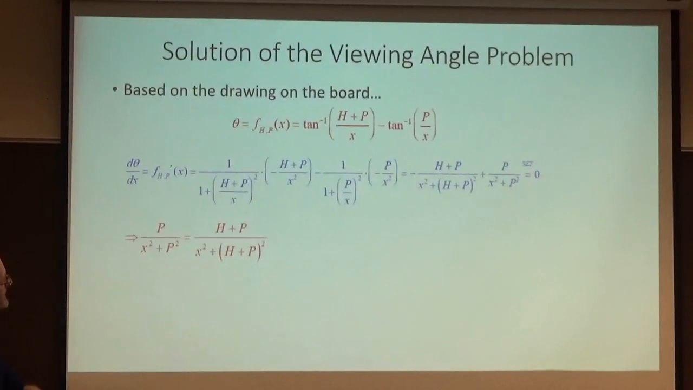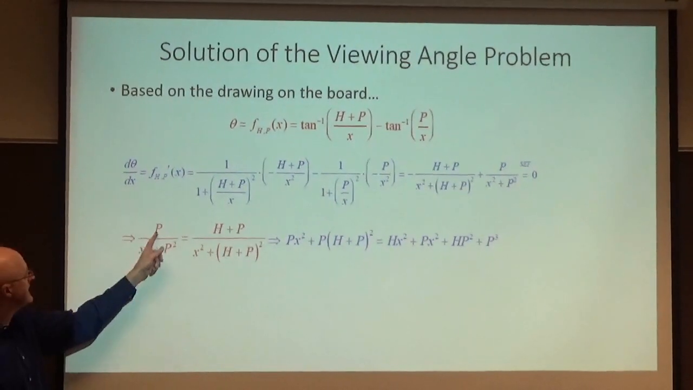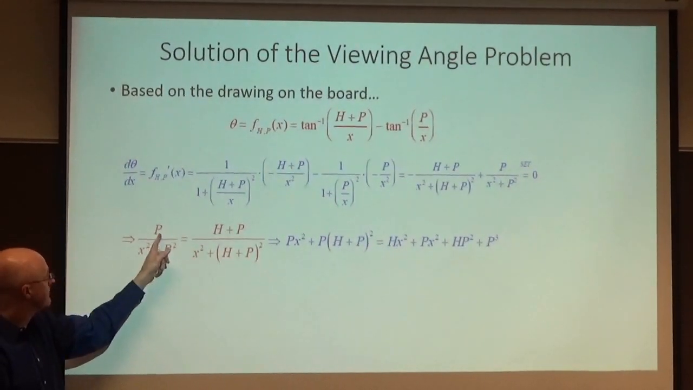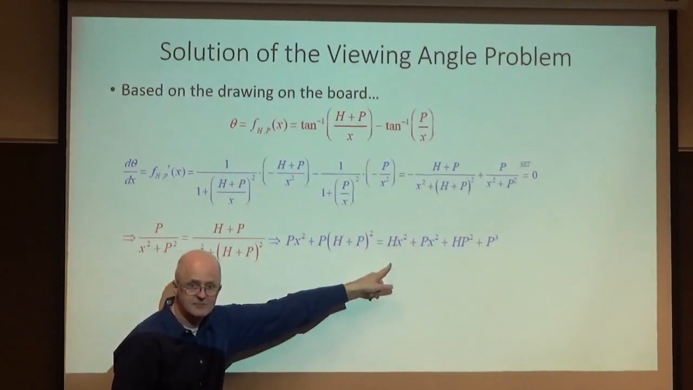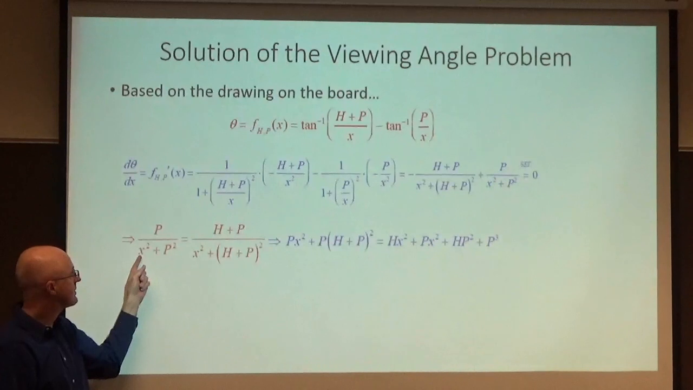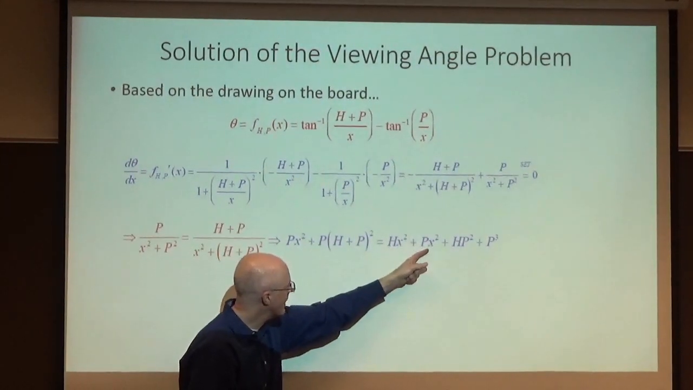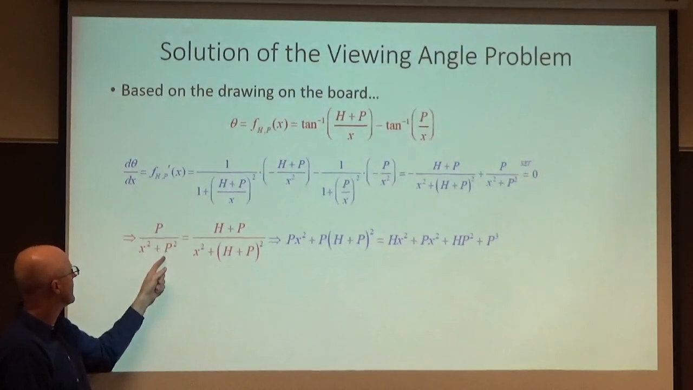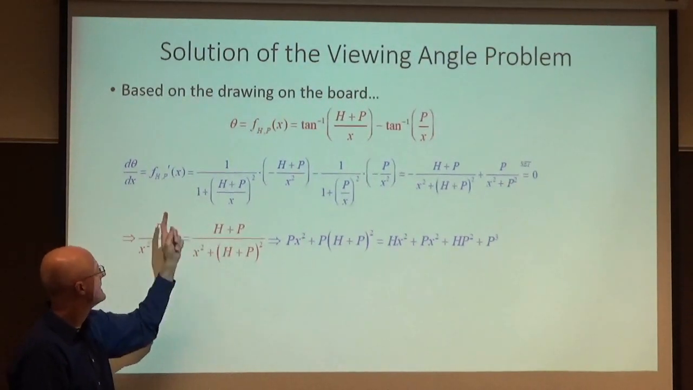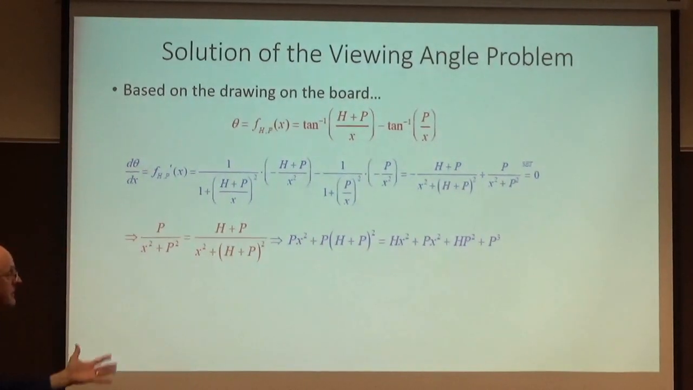So there I've rearranged it. My goal is to solve for x. Cross multiply. You've got a p times x squared and a p times this thing. That's what you see here. Equals, cross multiply these two. x squared times h plus p is hx squared plus px squared. And then p squared times h plus p is hp squared plus p cubed. Okay, it looks a little bit better.